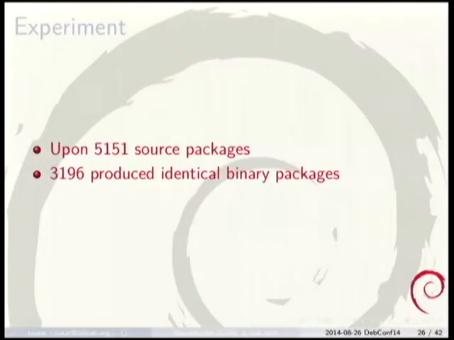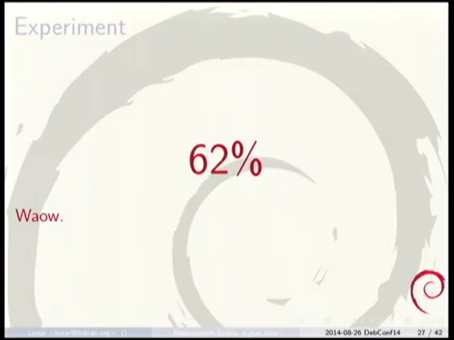But there's a trick: we need to pass the -fno-merge-debug-strings option to GCC, because otherwise debugedit can't work well because hash table order will get dumped, blah, details, painful, blah. And also binutils have been rebuilt to have the enable deterministic archives. So that's the experiment we did. We built 5,151 source packages, and of them, 3,196 produced identical binary packages. That's 62%.